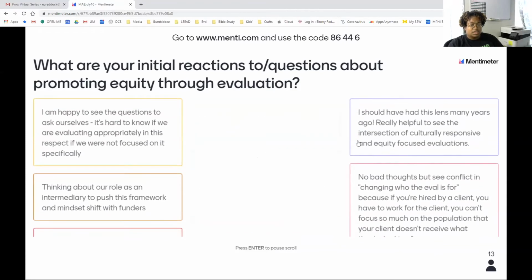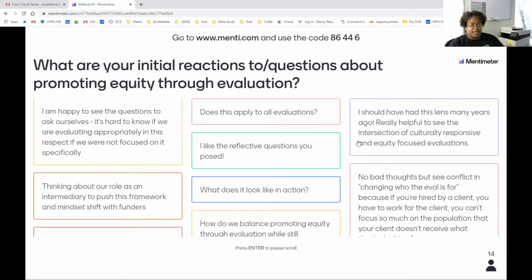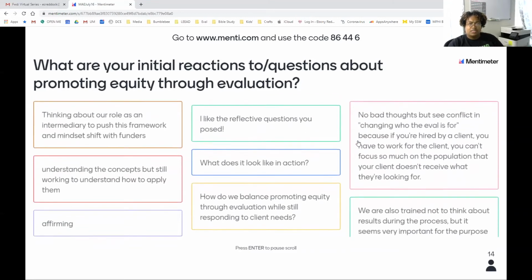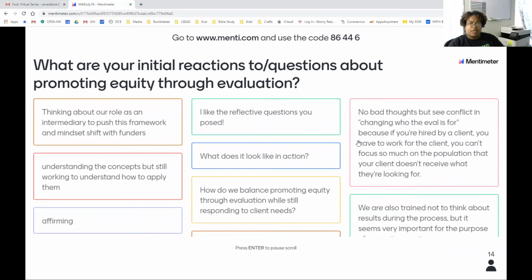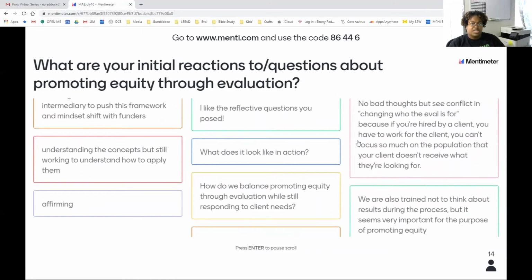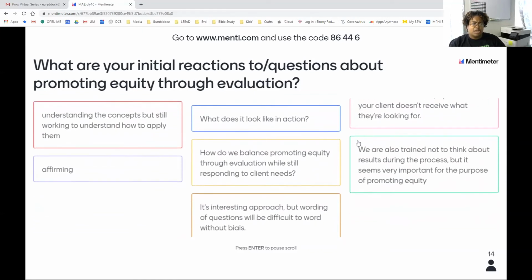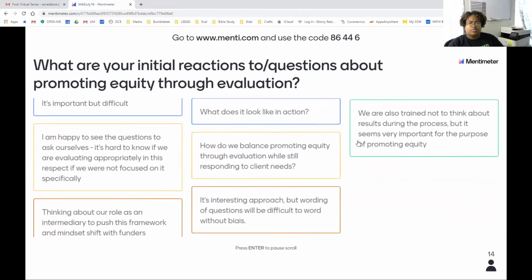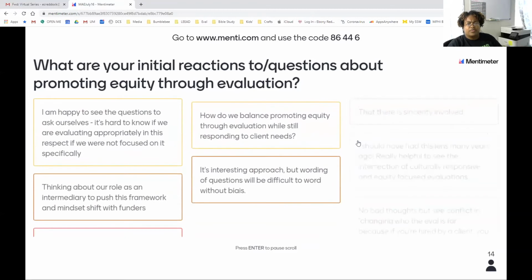Thinking about our role as an intermediary to push this framework and mindset shift with funders. So that's another reason why I would refer people to the Equitable Evaluation Initiative. A lot of that is about building a network of people who are ready to push that work forward.